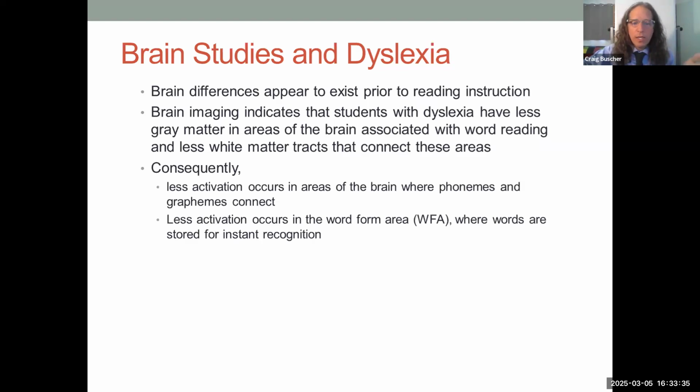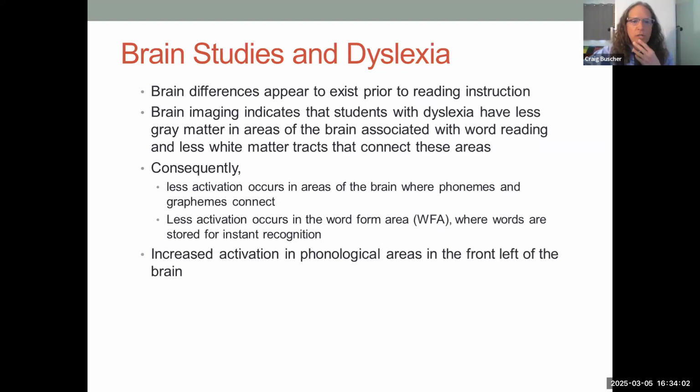So, consequently, there's less activation in those areas where phonemes and graphemes are processed and where they meet in that other part of the brain. And then you have less activation in this visual word form area because you're not storing words very well. So these students, the only way they're going to get a word stored in there is to visually remember it. And we just can't do that. We can't visually remember tens of thousands of words without also using the front part of your brain.